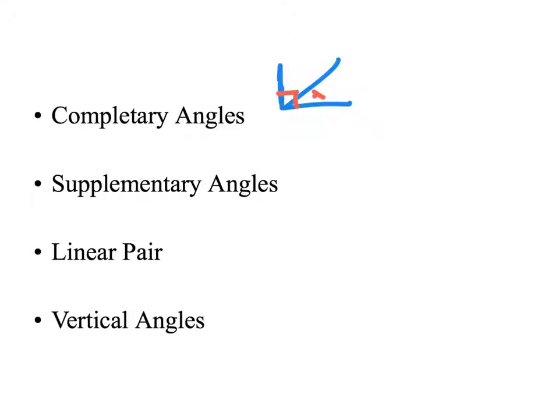So if I told you this one was x, and I told you this one was 2x, then complementary angles say, okay, x plus 2x is going to give me 90 degrees. If I asked you to find the value of x, I would then solve it to get x. I might just tell you I have a 20-degree angle. What's its complement? Well, 90 minus 20 makes its complement 70 degrees.